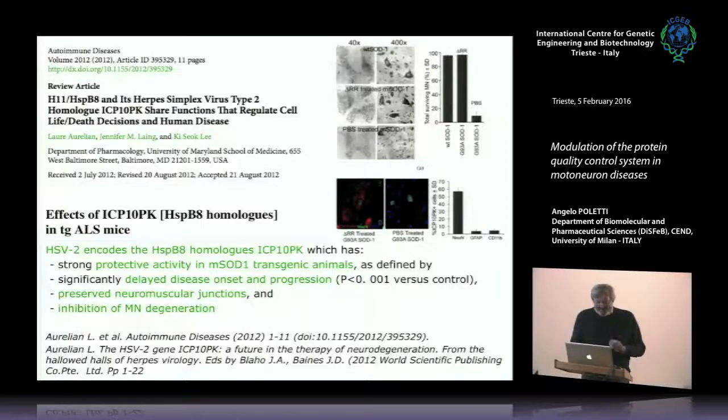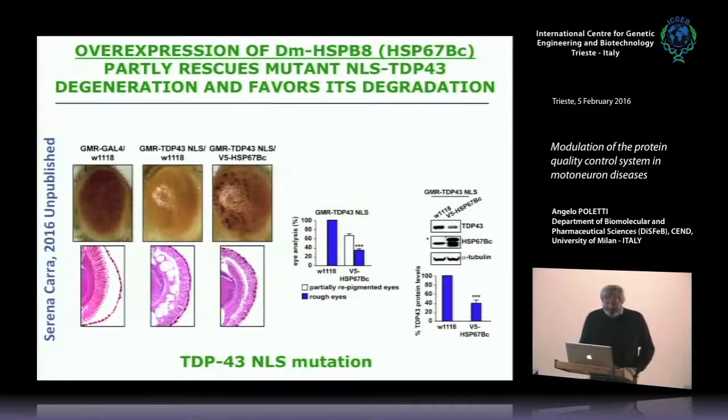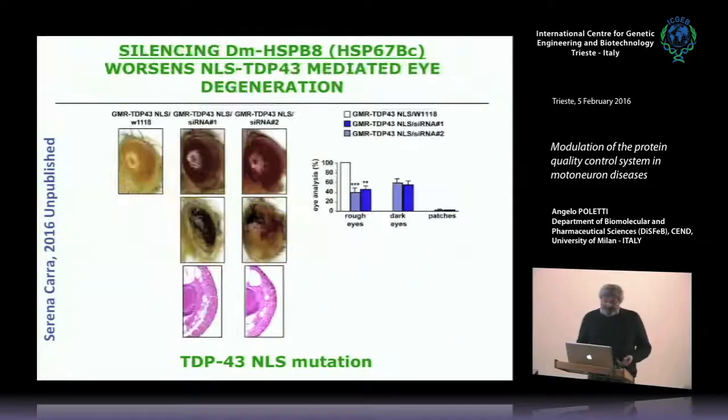We have done some study in Drosophila. This was done by Serena Carra. We are collaborating in all these studies with her in Modena. Those are flies that express a mutant TDP43, a mutant in the nuclear localization signal. This fly has damage at the level of the eye. If you overexpress the ortholog of HSPB8, you reduce the accumulation of TDP43 and you rescue the eye phenotype.